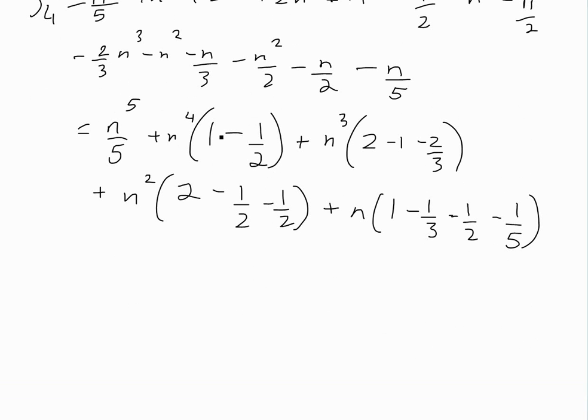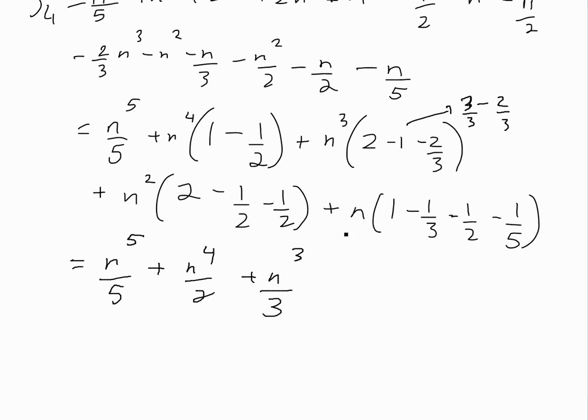So we can simplify this one here. This 1 minus 1 over 2, that's going to be a half. So we'll have n to the power of 5 over 5, plus n^4 divided by 2. So that's going to be a half. Now this part right here, this one's going to be a 1, so we'll have 1 minus 2 over 3. Then use common denominator, multiply top and bottom by 3. So 3 over 3 minus 2 over 3, that's just going to be 1 over 3, or n^3 over 3.